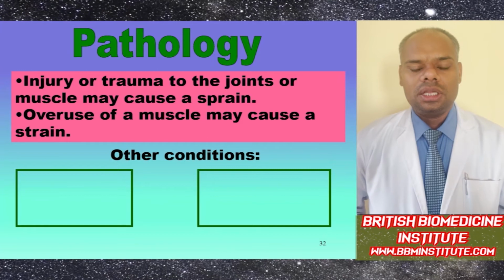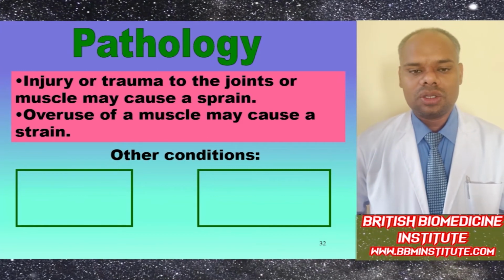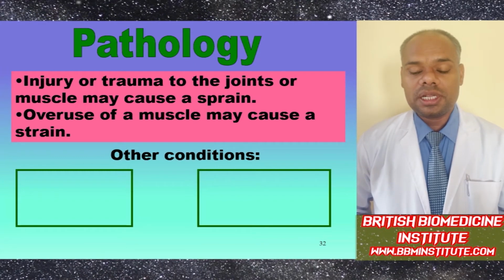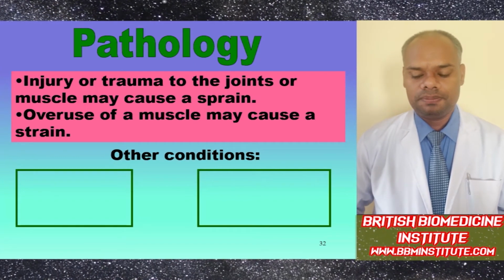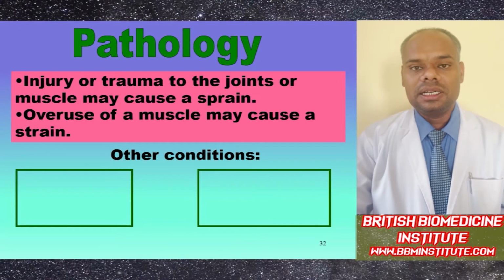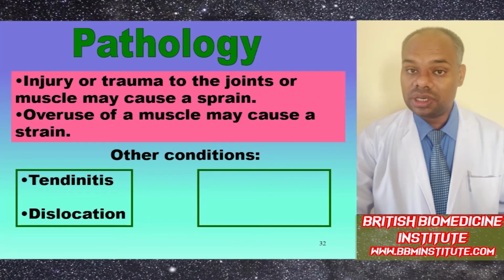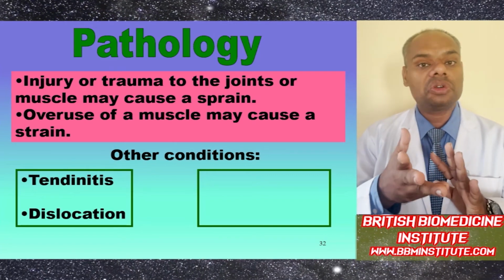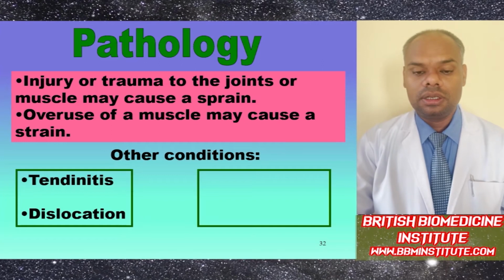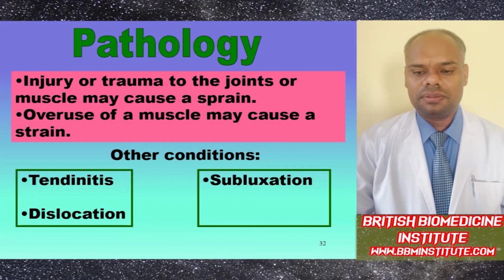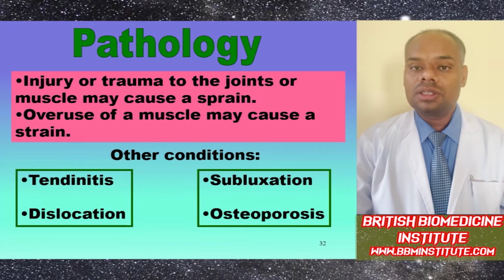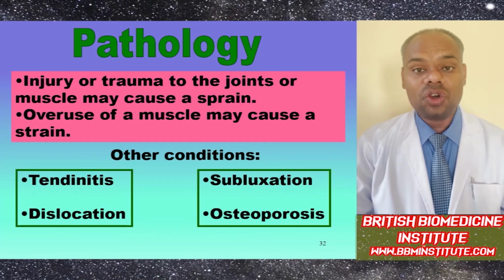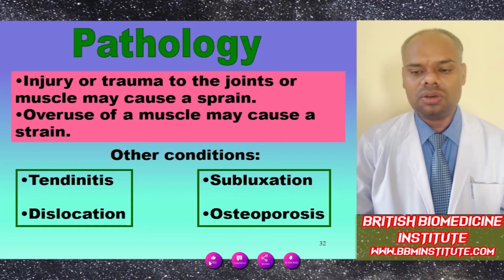So now comes the pathology. The injury and trauma of the joints or muscles may cause a sprain. Overuse of muscles may cause strain. And the other conditions are tendinitis and dislocations. If you put excess pressure, then your bones can get dislocated. They can break. Subluxation and osteoporosis: if some vitamins and minerals are not present, then it can lead to weakening of bones, and that is known as osteoporosis.